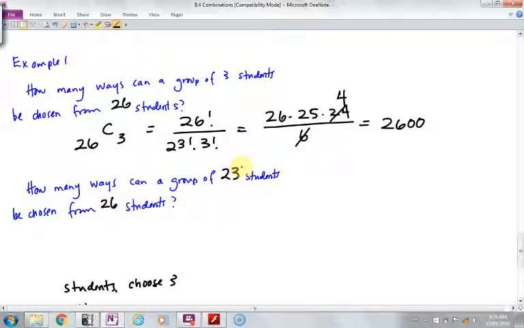Okay, so notice this interesting piece of information. Let's say now I want to choose a group of 23 students from this group of 26. So I want to choose a bunch and exclude 3 people this time around. Because that's how I roll. You've got 26 factorial then. This time I want 23 factorial and I don't want 3 factorial. So what's going to be my final answer? 2,600 again. So there's this nice symmetry that goes on with combinations.